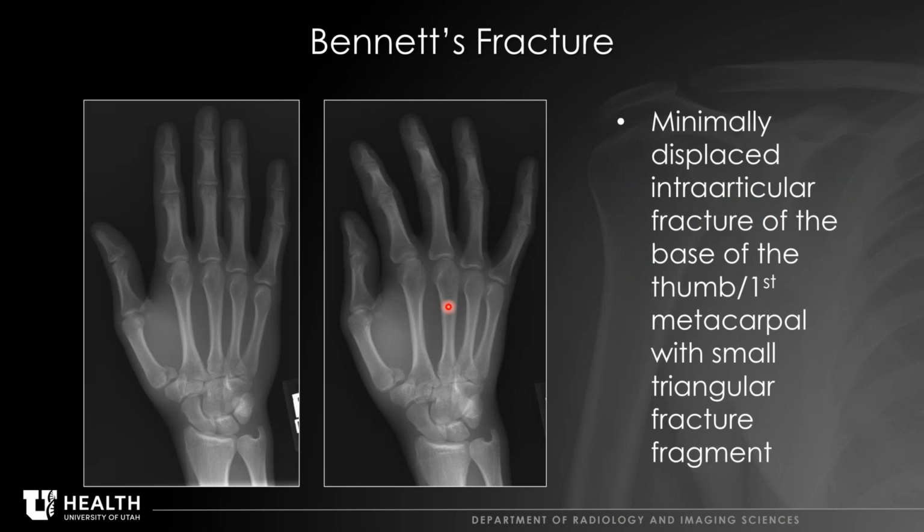All right, this is a Bennett's fracture. The Bennett's fracture is a fracture of the base of the thumb metacarpal, right here, the thumb CMC, or first carpometacarpal joint, and it's an intra-articular fracture. This fragment is attached here by ligaments, and then we get a little bit of radial displacement of the rest of the metacarpal. It ends up having a small triangular fracture fragment. This is a Bennett's fracture.